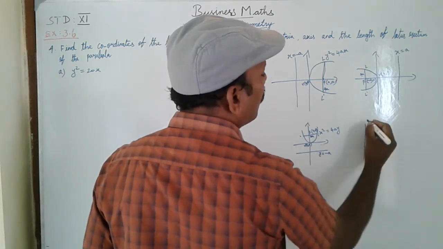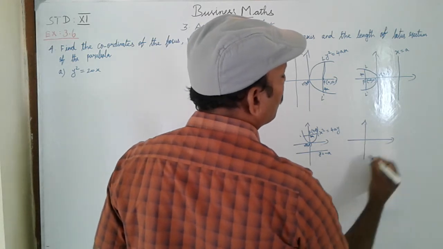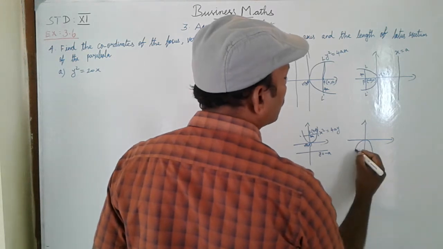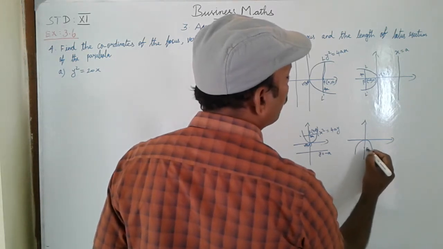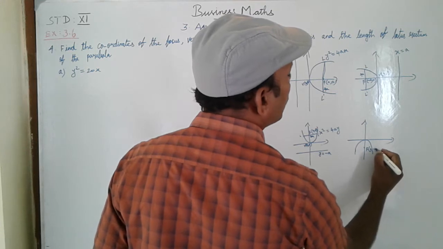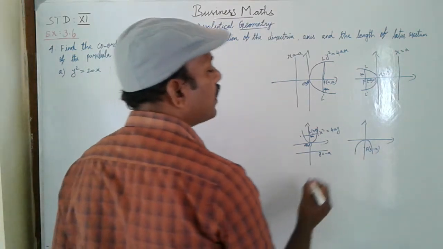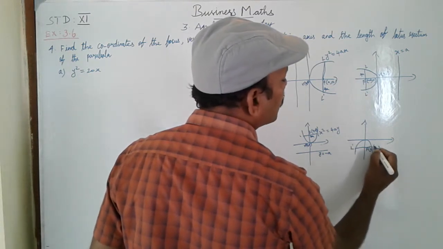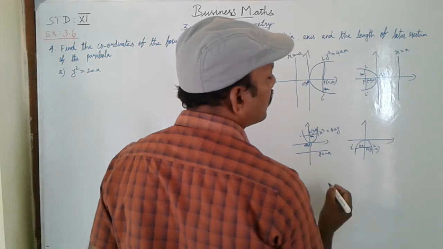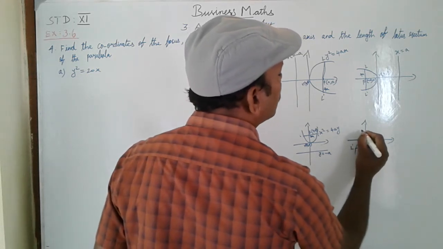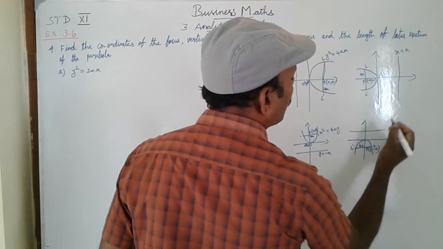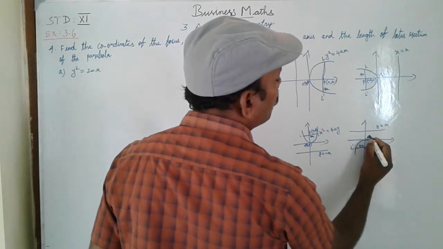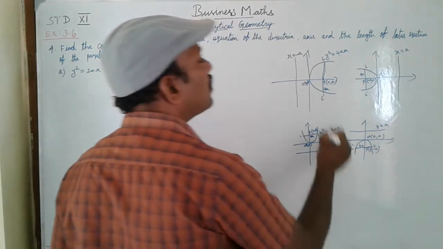Next, open downward parabola. Focus F of 0 comma minus a. Latus rectum L dash length is 4a. Directrix, y equal to a is the directrix. Vertex V of 0 comma 0. These are the four types of parabola.